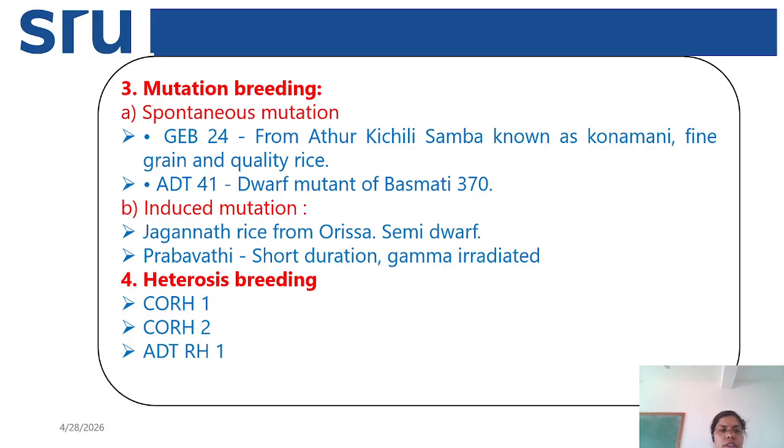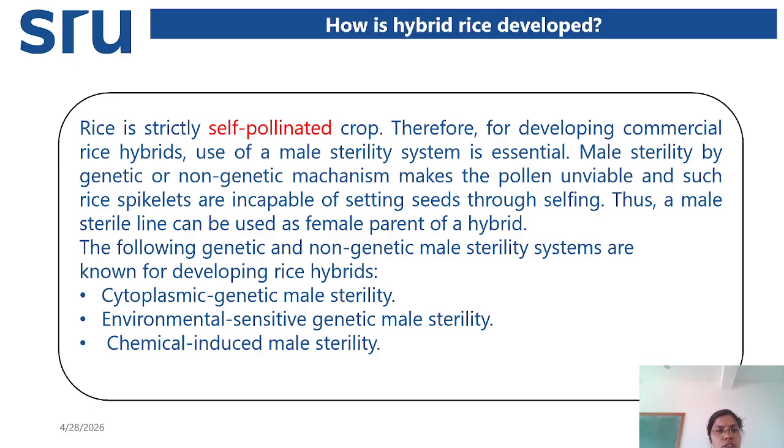Heterosis is when the F1 is superior over both of its parents. The F1 will be superior in yield or vegetative growth or anything. If the F1 is found superior to both the parents, it is called heterosis. Through heterosis breeding, they have developed three hybrids, that is CORH1, CORH2 and ADTRH1. So this is about heterosis breeding.